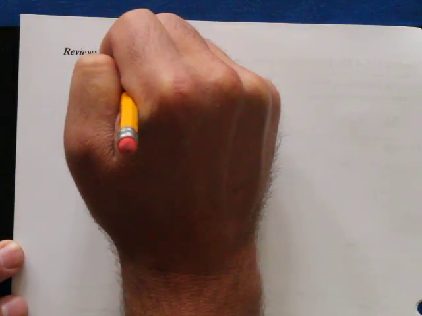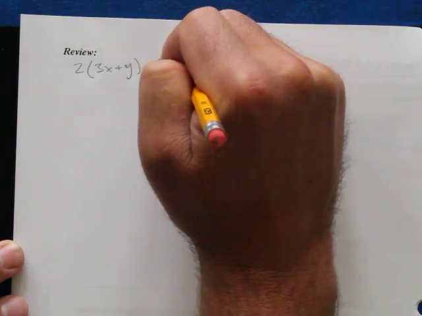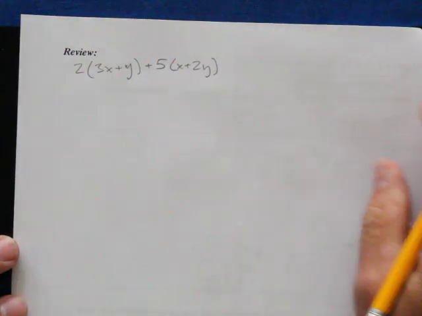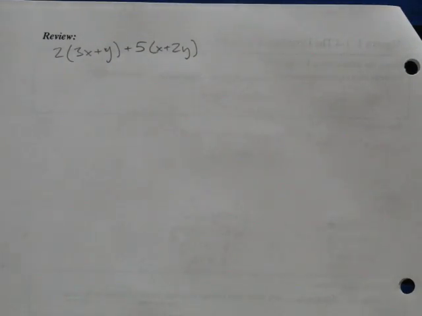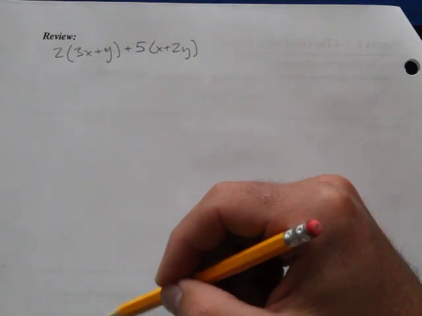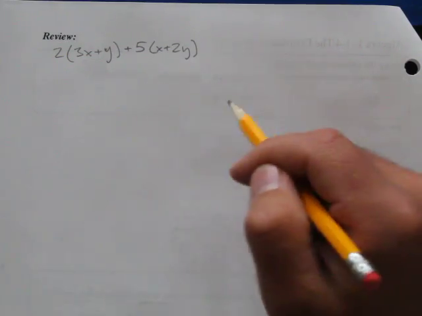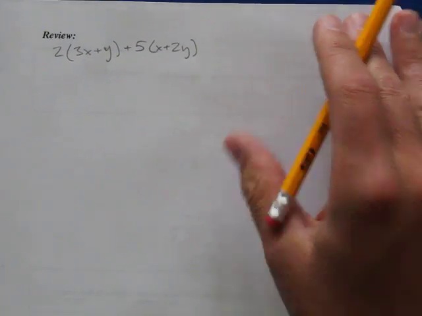Now I've got one more problem for us to do together, and that is in this review section on the back. What we're going to do is we're going to take 2 times 3x minus y plus 5 times x plus 2y. And we are going to simplify this expression. So if you want to give this a shot and pause now and go ahead and do it, great. If you want to work on it with me without trying first, that's okay too. But here we go.